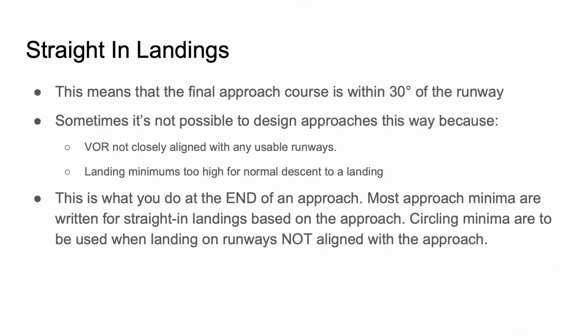A straight in landing, on the other hand, means that you're going straight from the final approach course onto a runway that is aligned within 30 degrees. Sometimes it's not possible to design approaches this way because the nav aid's not aligned with any of the runways. In this case, there will be circling landings only.